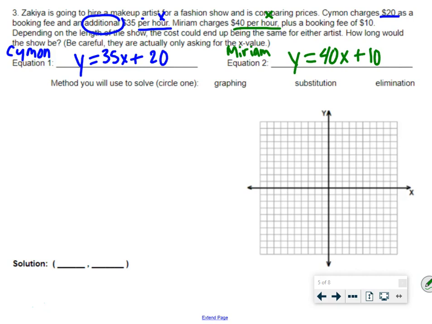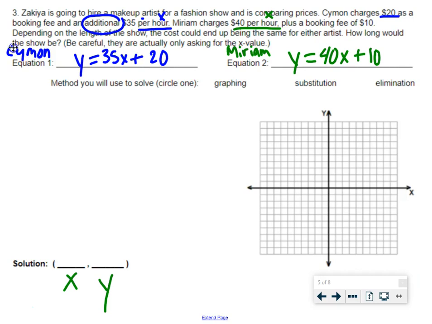Depending on the length of the show, the cost could end up being the same for either artist. How long would the show be? We really only want the X value for that question, but I do want you to solve for X and Y just to get that practice.